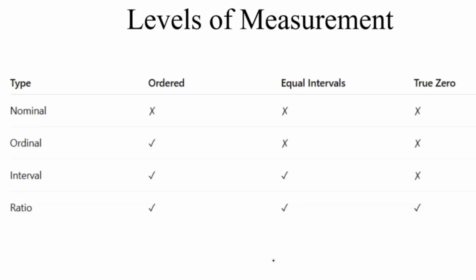Interval data has order, okay? It has equal interval and it doesn't have true zero. So it's like years, days, months, temperature. It doesn't have true zero because 0 Celsius doesn't mean it doesn't have temperature. 0 Celsius is a temperature. And the next one is the ratio data. The ratio has order, it has equal interval, and it has true zero. The ratio data has true zero that allows you to compare data together by taking the ratio of it or by finding the difference between it.